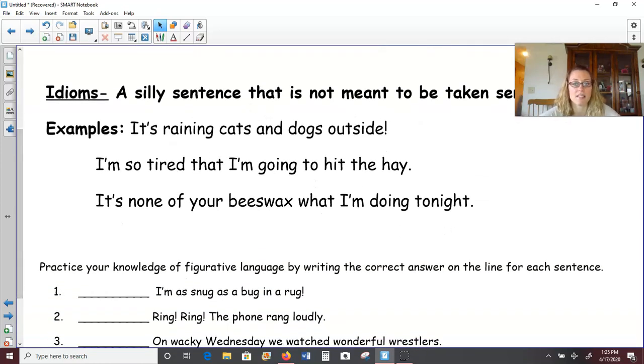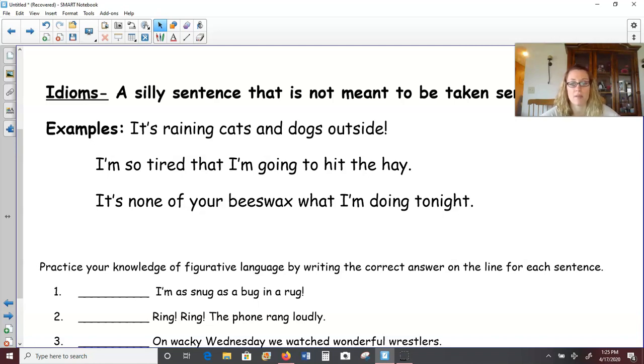Idioms are those sentences that are not meant to be taken seriously. They're kind of like expressions. We've seen some of these being used in our grammar simple solution books, but it's a silly sentence that you don't take to mean what it actually says. There's another meaning behind it. For example, when someone says it's raining cats and dogs, they don't actually mean cats and dogs are falling from the sky. It just is an expression, a silly sentence that means it's raining really bad outside.